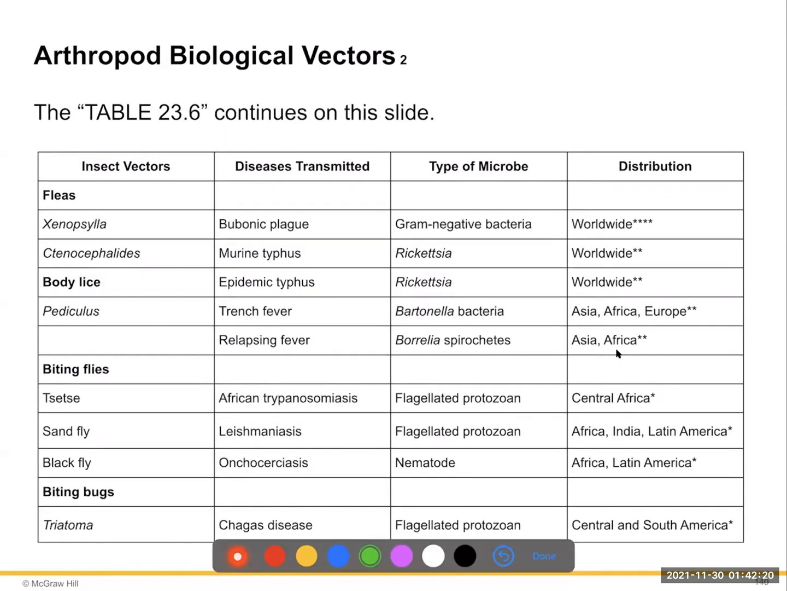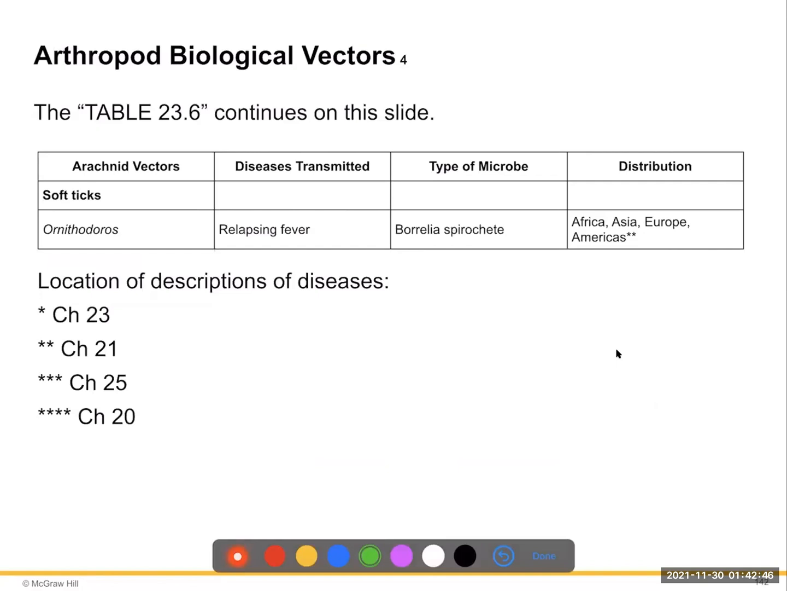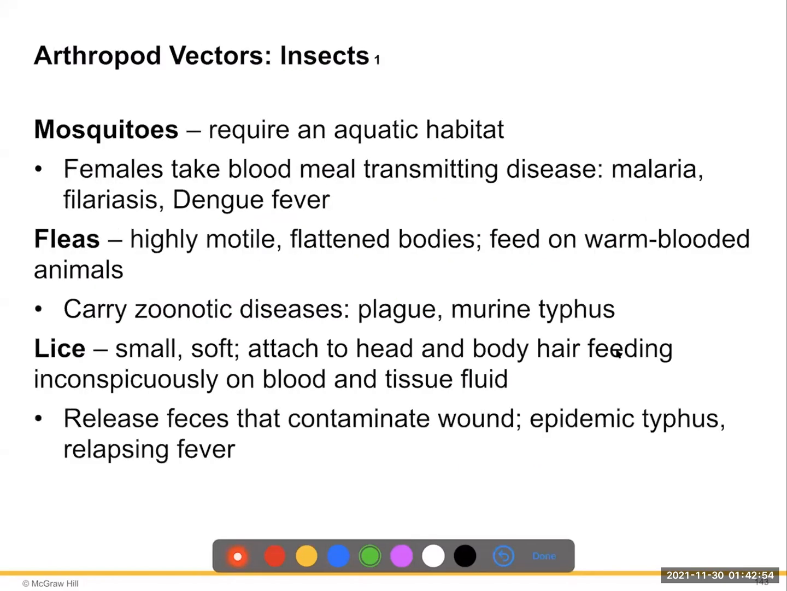The same thing here, same kind of disease: the bubonic plague, which was actually found worldwide. Typhus, murine typhus and epidemic typhus, relapsing fever. Lyme disease, Rocky Mountain spotted fever. We talked about all those so far and where they're located. And relapsing fever and where it's found. And this is the Borrelia spirochete.